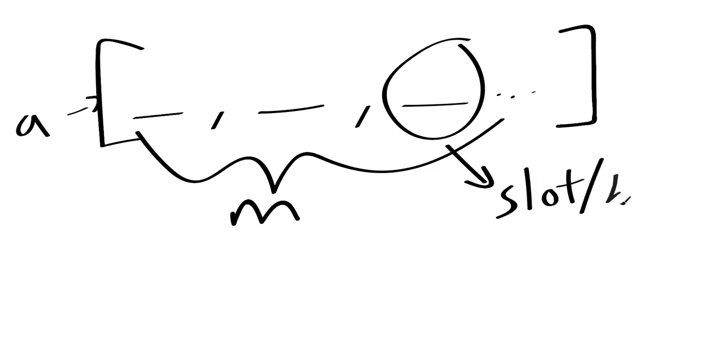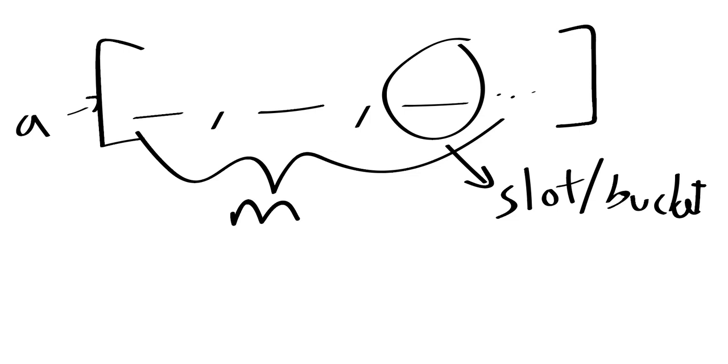Slot or bucket, right? So it has m of these slots or buckets. Okay, so now the other thing we need to talk about is there has to be some kind of function that we can use to map the keys to an index in this array, right? So what can that be?